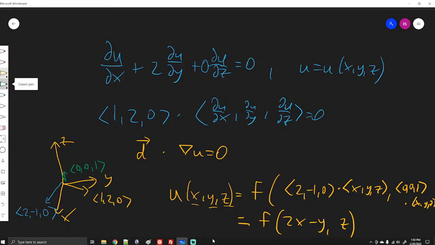So how do we know that this is the solution? Well, we can check that it is. So I'm going to start by taking derivatives of this. The partial of u with respect to x is going to be, if this first argument here is x and the second one is y, the partial of f with respect to the first argument, multiplied by the derivative of what's inside the first argument with respect to x. So times 2.